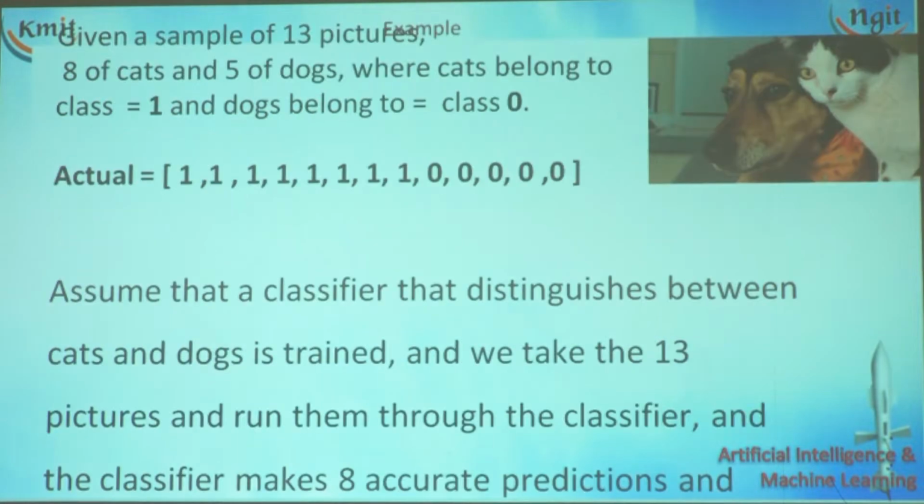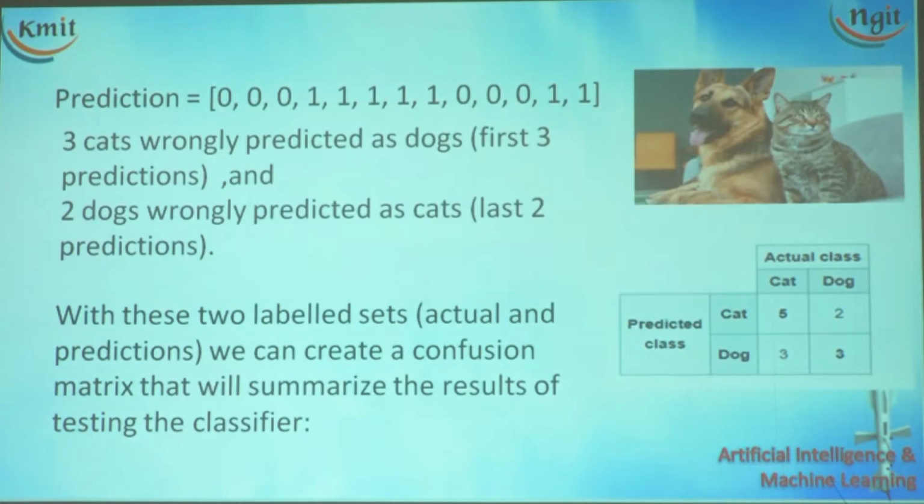Actually these are the classes available. You can see how many: 1, 2, 3, 4, 5, 6, 7, almost 8 and 5, right? And then the predictions are 0, 0, 0, 1, 1, 1, 1 and then 0, 0, 1, 1. So the predictions and the actual values are a little different. Now based on that, how is the confusion matrix constructed?